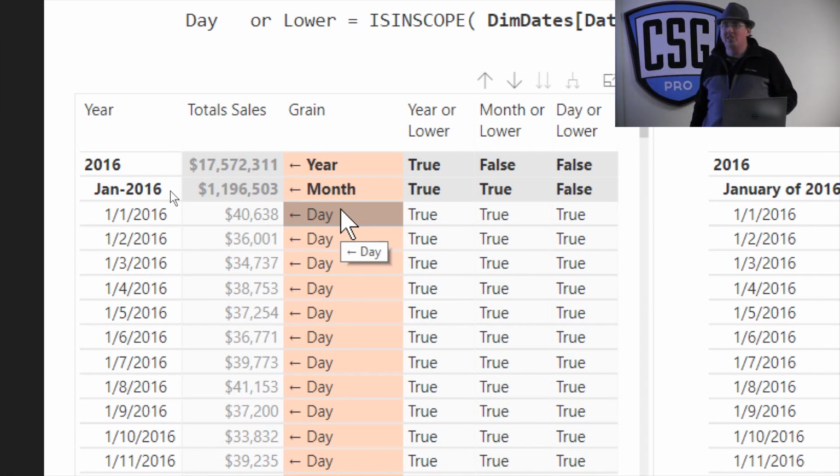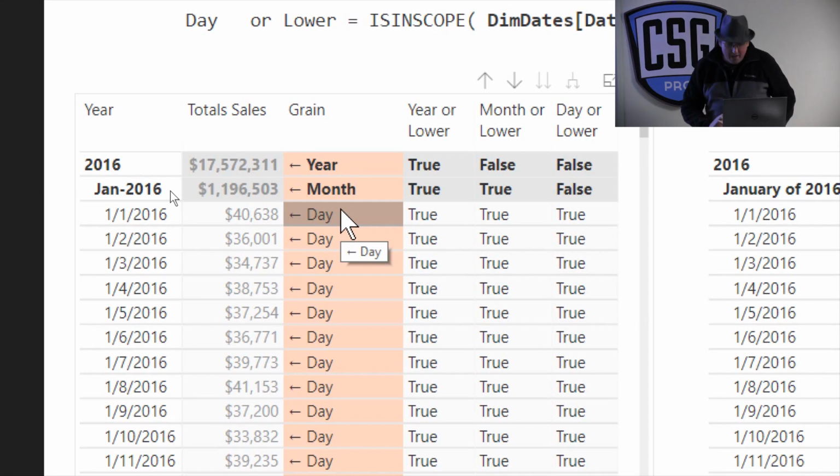I will show you in the last slide, you might want to do something like a calculation called growth. If you're in a year, you want to do year over year growth. If you're in a month, you want to do month over month growth. If you're in a day, you want to do growth over the last 7 days, something like that. But in order to get that to work, you have to know where you are.